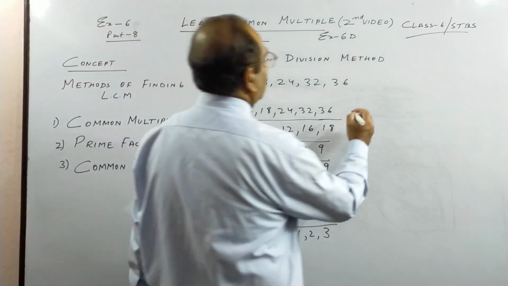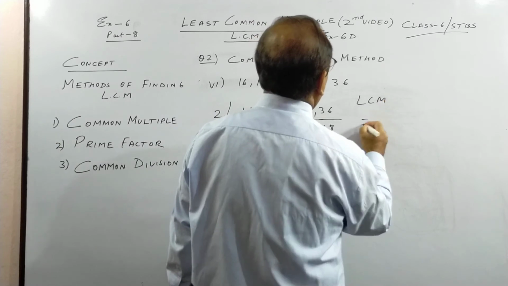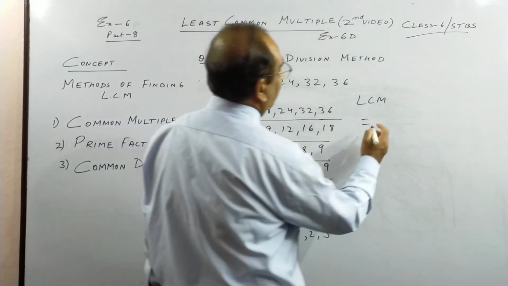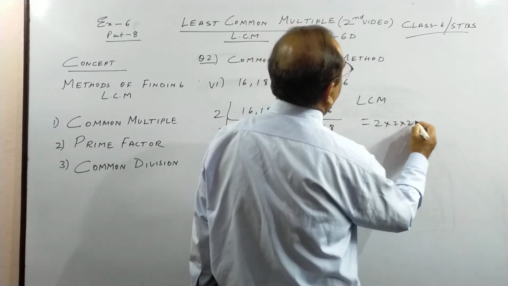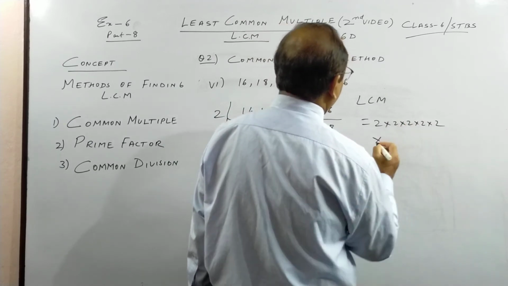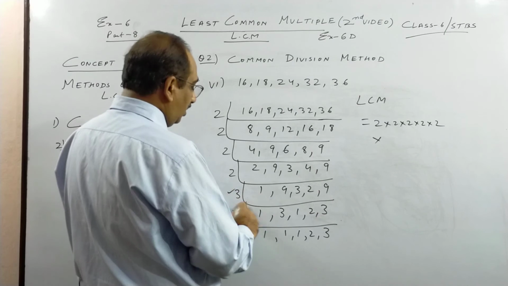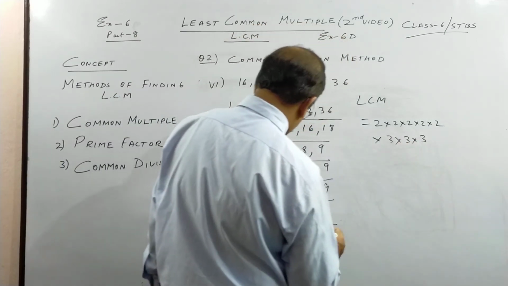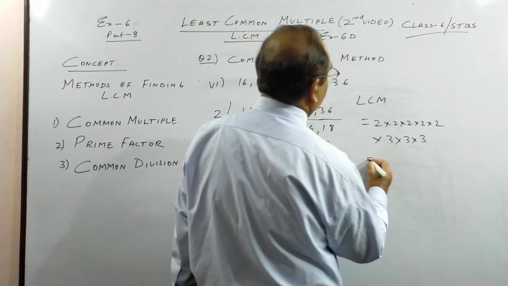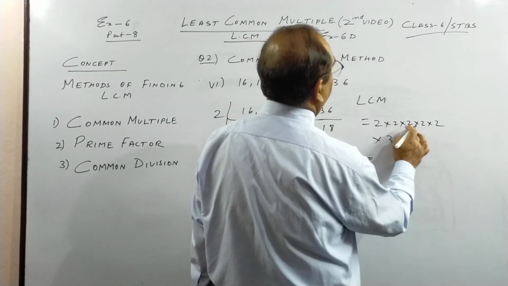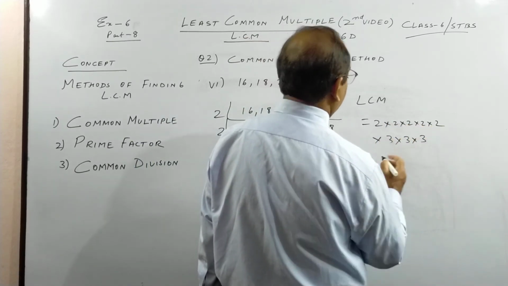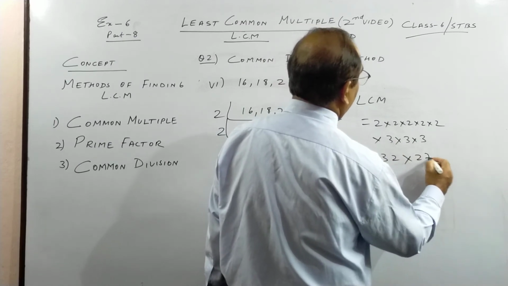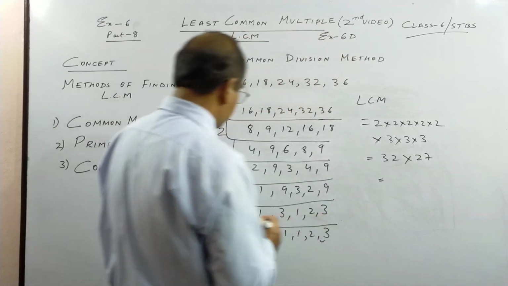Okay, so let us see the LCM, children. How many 2's come up? 1, 2, 3, 4, 5. 5 2's. Okay, then how many 3's? 1, 2, 3. 3 3's. Okay, so this gives you 4's are 8, 2's are 16, 2's are 32, 3 3's are 9, 3's are 27.